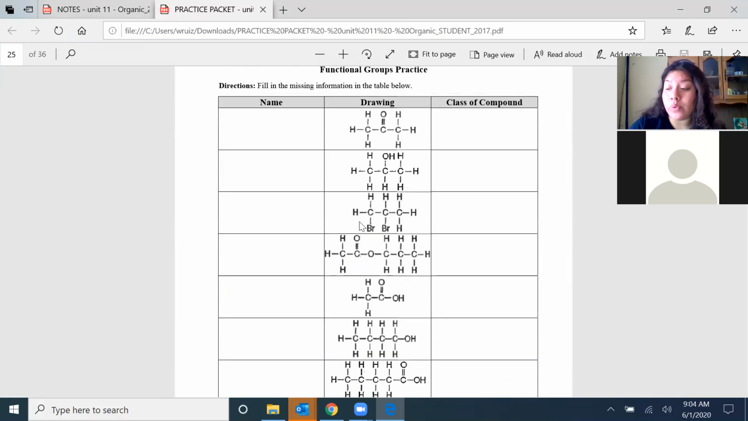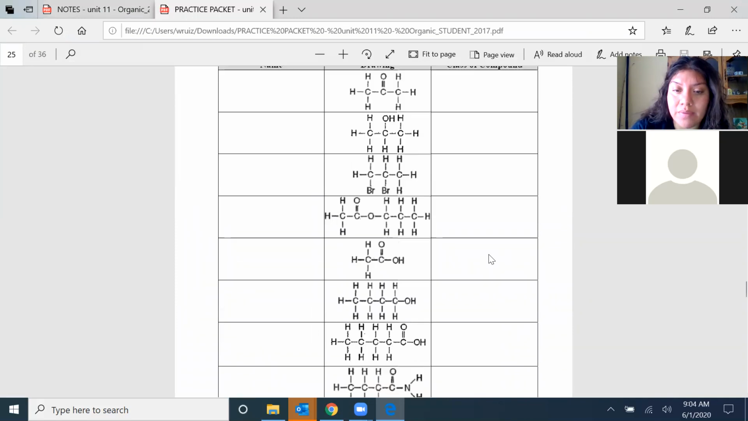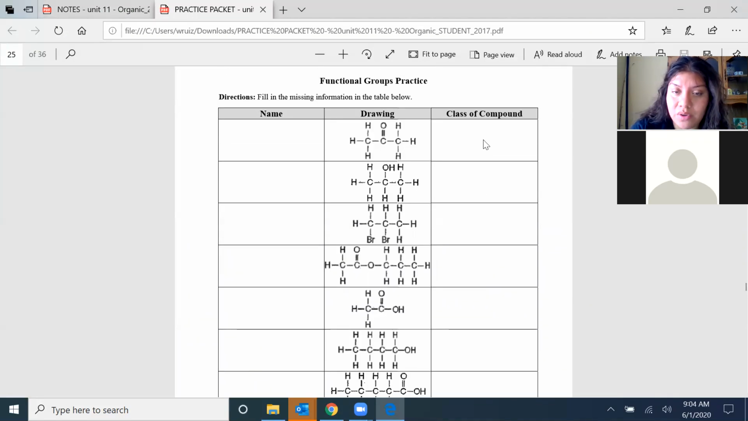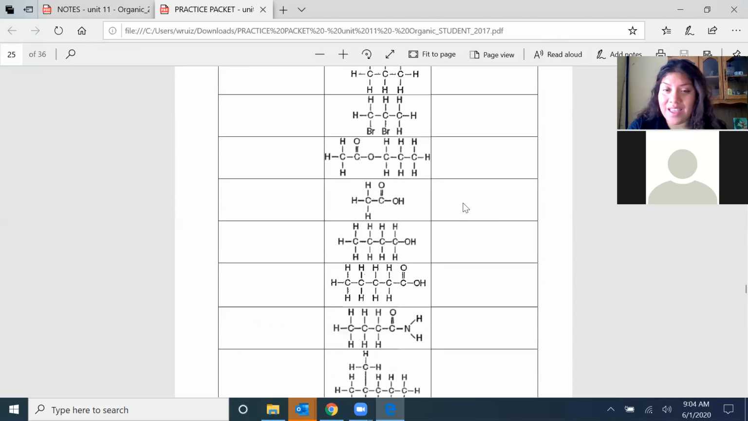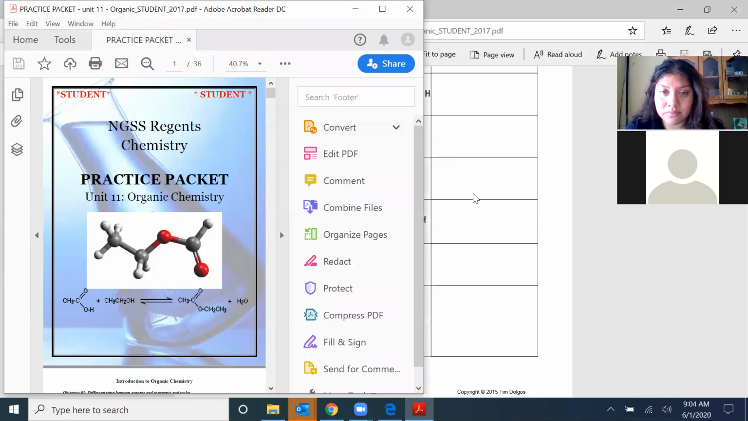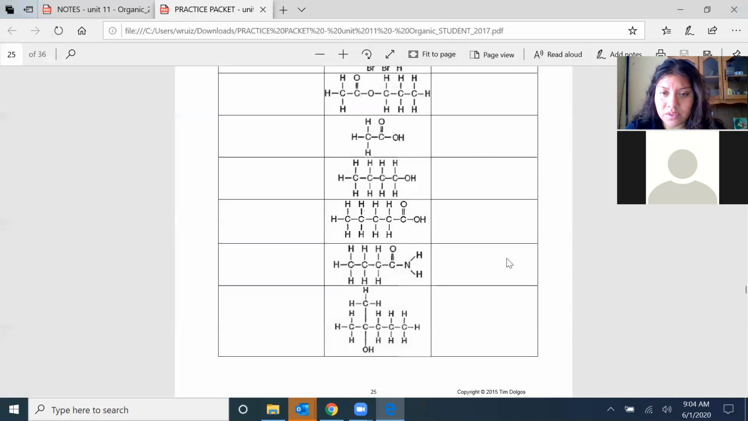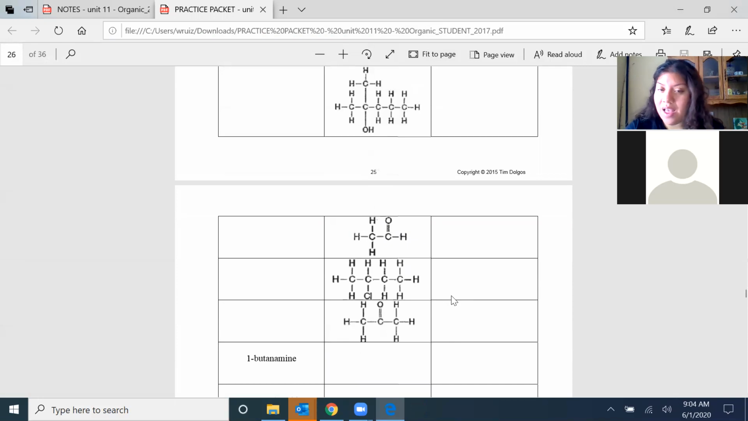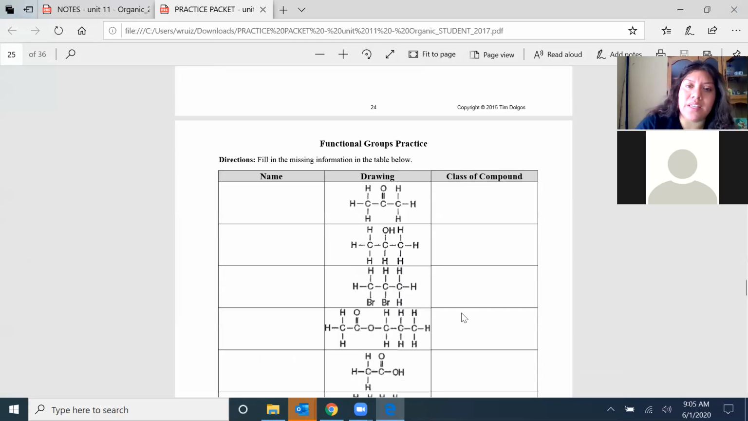Your homework over the weekend was to identify the class of compounds for right here. So for each one right here, you had to identify this as a ketone, as an alcohol, as a halide, as an ester, as an organic acid, as another alcohol here, as an organic acid here, as an amide, as an alcohol here, and these three on the next page. You had to identify them as an aldehyde, as a halide, and as a ketone. Hint, hint, just gave you guys the answers.